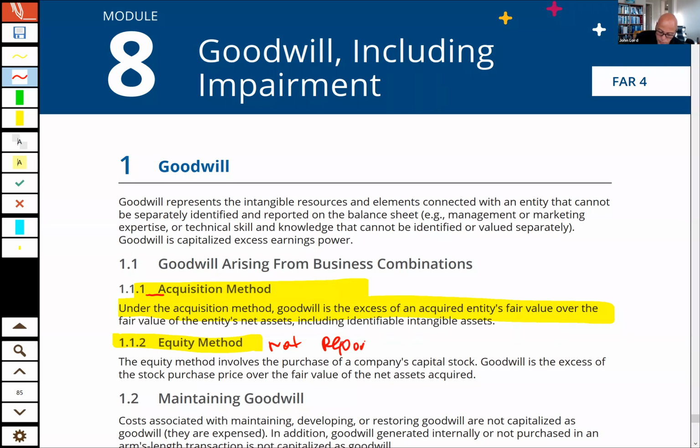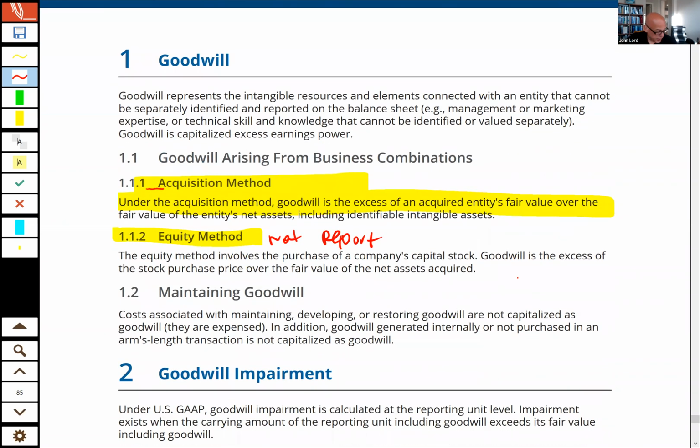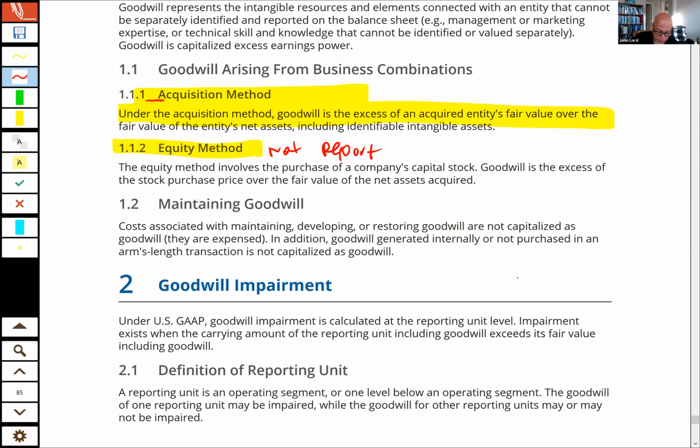We're not going to report that anywhere. Acquisition method, yes. And remember, we use the full goodwill method for US GAAP. For the equity method, we use the partial goodwill method, and then there's really no difference between the two if you're acquiring 100%, right? We talked about all that.